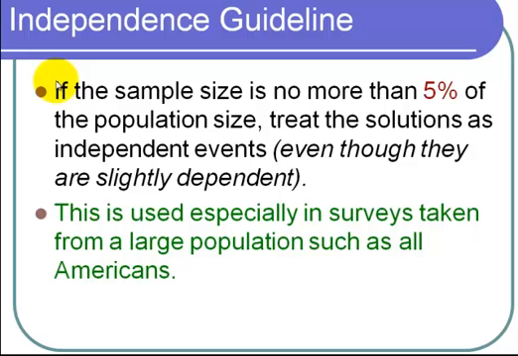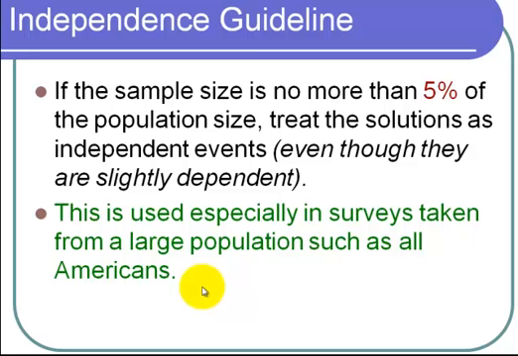Okay, now let me talk about a very useful, not quite precise, but good enough for statistics, piece of information that talks about independent events. And that is the following. If the sample size is no more than 5% of the population size, then we can treat the selections as independent events, even though they are slightly dependent. So this is especially useful in surveys taken from a large population, such as all Americans.